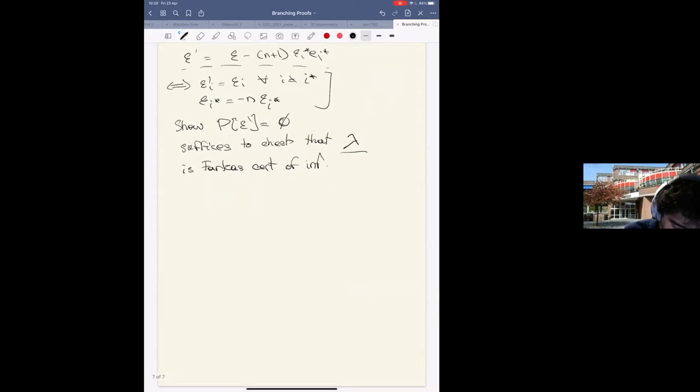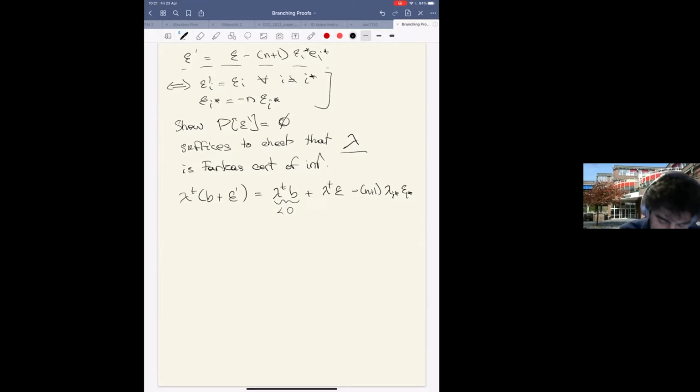So we look at lambda transpose B plus now epsilon prime, right? And so what do we get? If you write it out, you're going to get the following. You're going to get lambda transpose B, right? And this we know is already strictly negative. Then you're going to get lambda transpose the original epsilon, and then you're going to get the difference between the original epsilon and epsilon prime, which is minus n plus one lambda I star epsilon I star, okay?